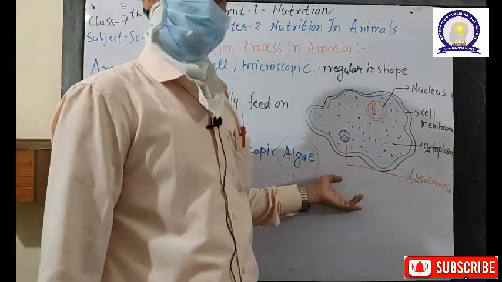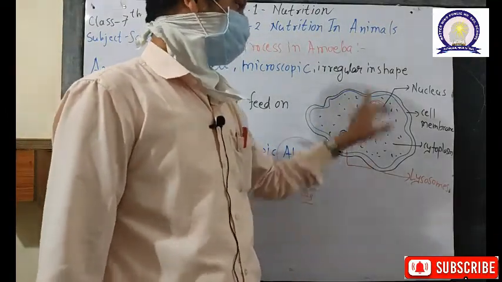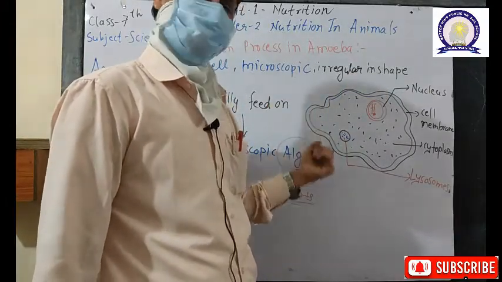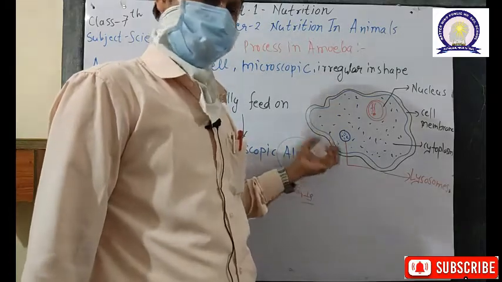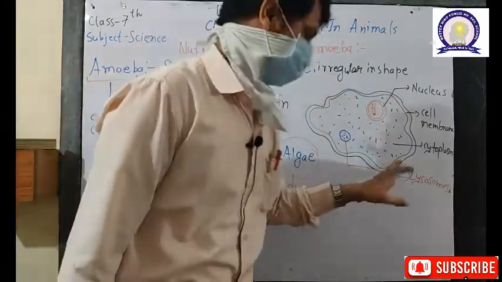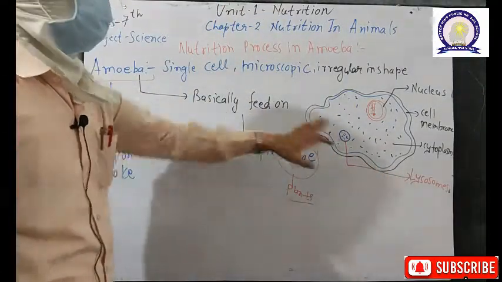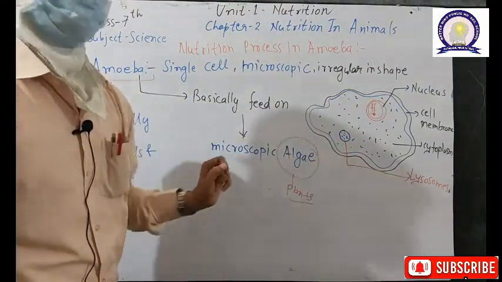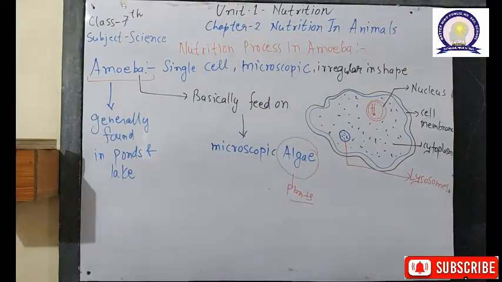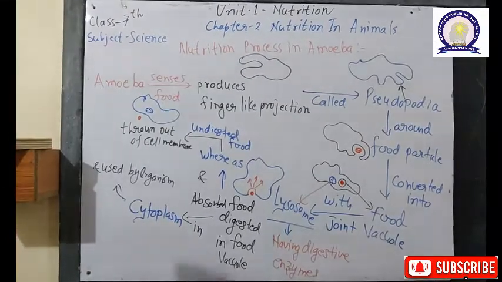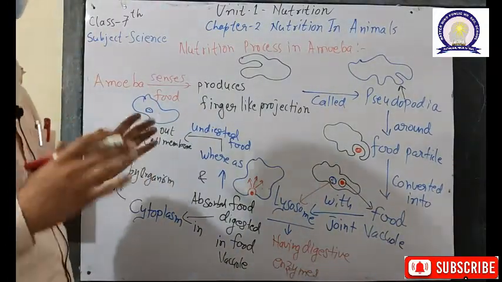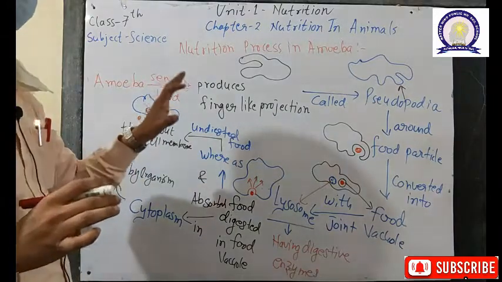So in the further section we will discuss the complete nutritional process in the amoeba, and how it can take the food, digest the food, absorb the food, and how it can eject the waste. So step by step we will discuss the nutrition in the amoeba. So now we will discuss the nutritional process in amoeba. How does amoeba gain its nutrition?